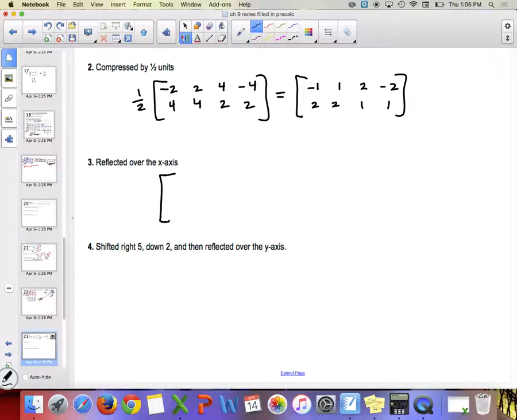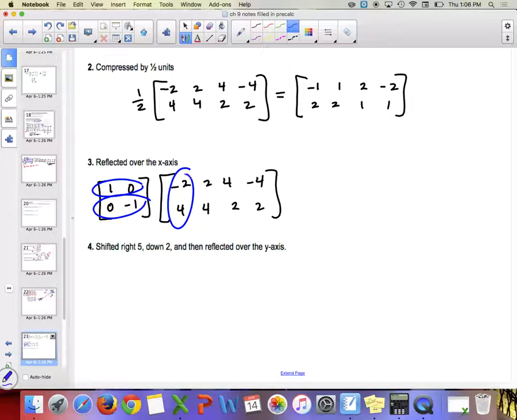All right, reflecting over the x-axis. Okay, it kind of looks like the identity. But when we reflect over the x-axis, what changes? Y. So instead of having 1, 0, 0, 1, we have 1, 0, 0, negative 1, because we want to change our y's. So that last spot changes the y's.